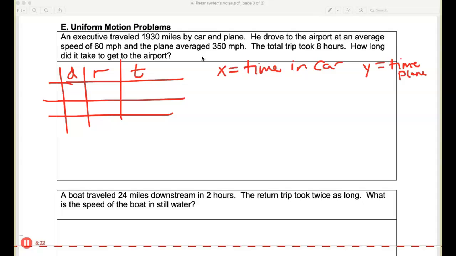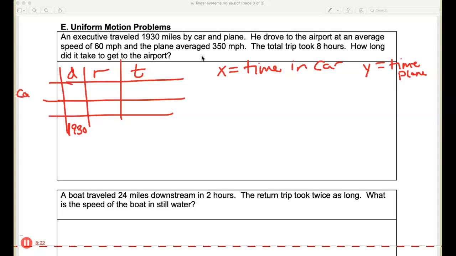Okay, so what do we know? He traveled a total distance of 1,930. So the bottom of my column for distance is going to be 1,930. He drove to the airport at an average speed of 60 miles per hour.